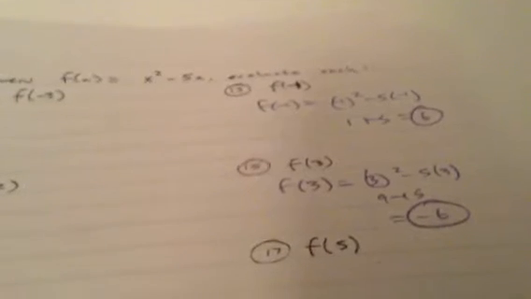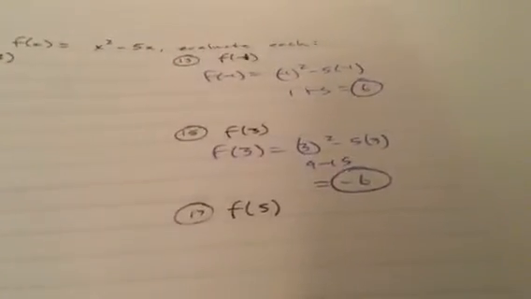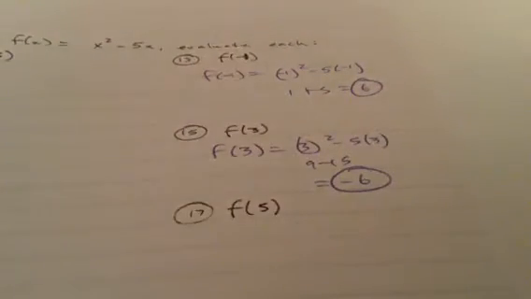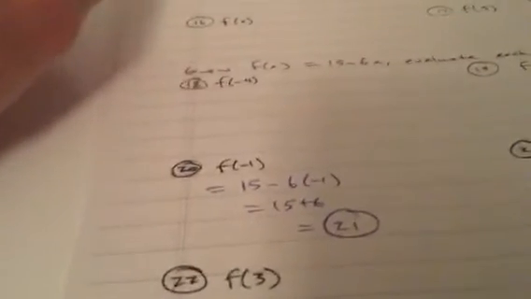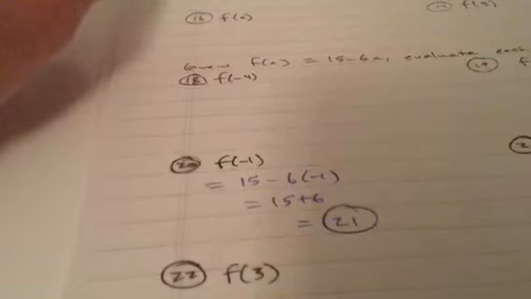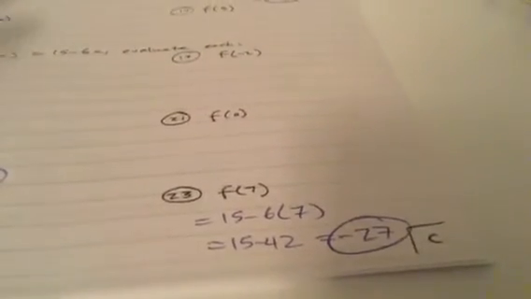Then on the next page, which is page C, f of -1, you just plug -1 in for x. When you square a negative, you get a positive. F of 3, that one's not too bad at all. The next one here, 15 minus 6x, going to plug -1 in. Negative times a negative is a positive, you get a 21. And then I did f of 7 as well. -27 is your answer.